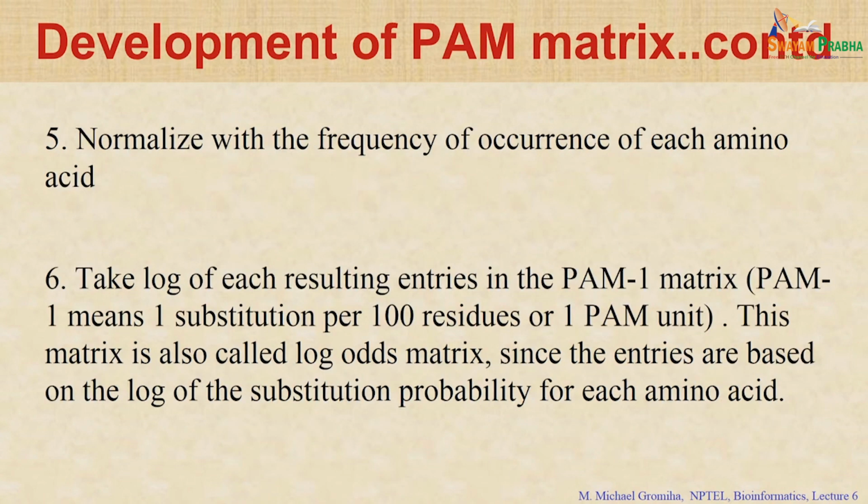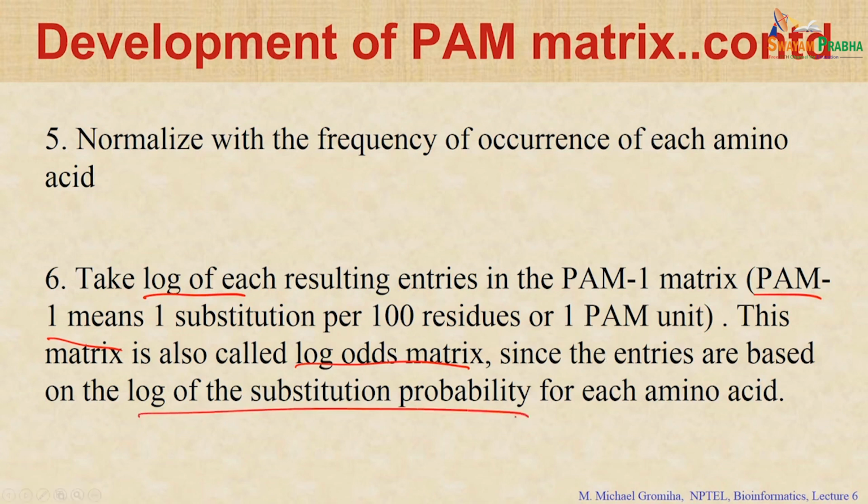So, now we normalize the frequency of occurrence of each amino acid and finally take the log of each of the values. This will give you the PAM matrix. Why do you take the log? Yeah, because otherwise you will get very large numbers. So, in this case we can explain, right. In the log scale, you can explain the probability of each amino acid residue being replaced with the other residues in evolutionary rates. So, we have different matrices, for example, PAM 1. This means one substitution per 100 residues, right, this is called the PAM 1 matrix. This is also called the Log-Odds matrix, because the entries are based on the log of the substitution probability.